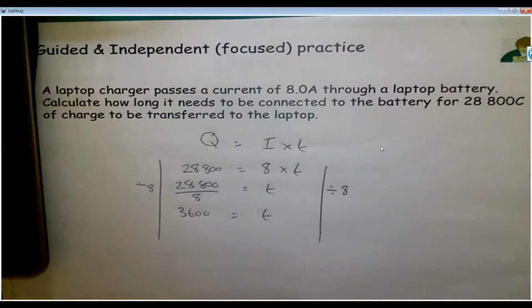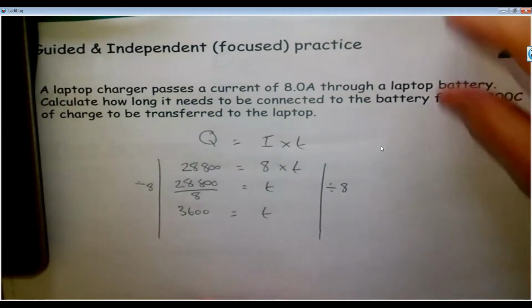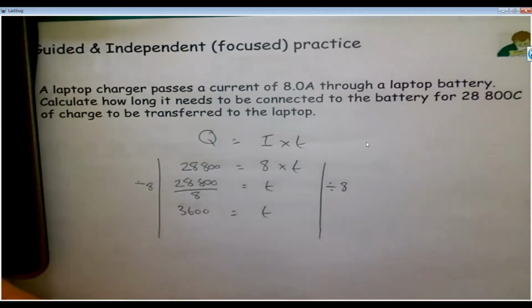Okay, so that's how to model a couple of questions. If you need to, rewind the video, go back and have another look. That's certainly how to model a couple of questions that you would need to be able to do to apply your knowledge.